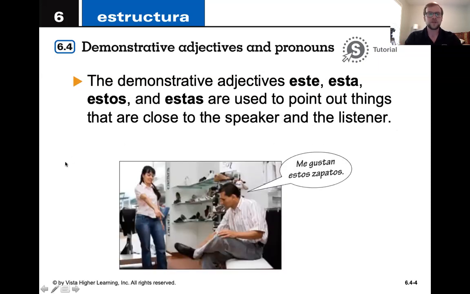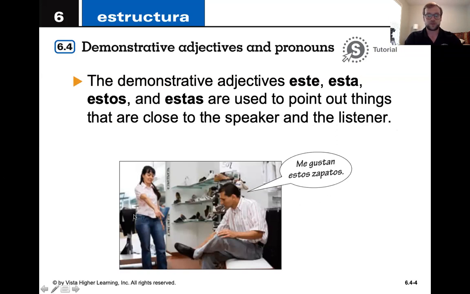So, the demonstrative adjectives este, esta, estos, and estas are used to point out things that are close to the speaker and the listener. Este vaso, right? Este vaso, this cup, it's close to you and it's close to me, okay? So those are used to point out things that are close to the listener and the speaker, right?